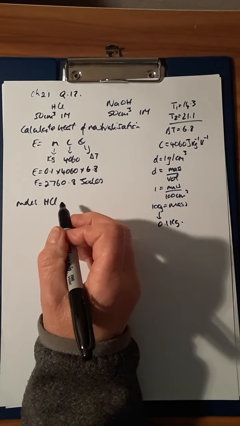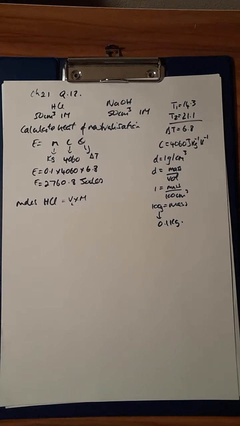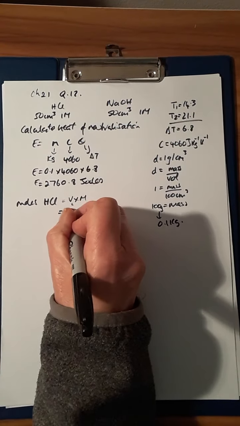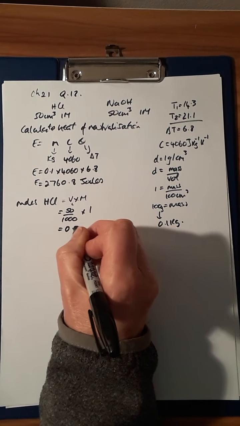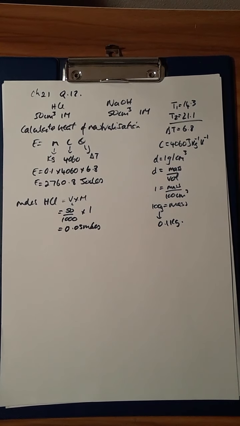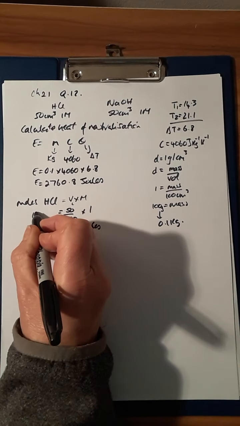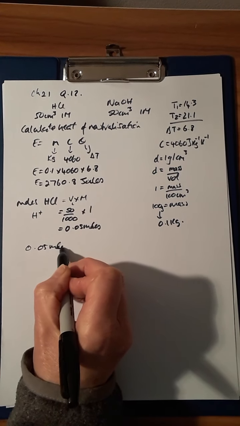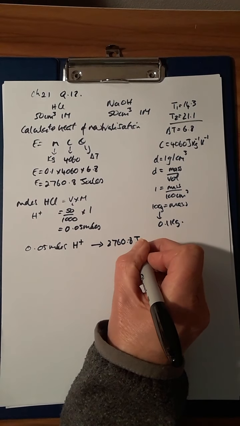So remember, the number of moles is volume by molarity, and the volume has to be in litres. So the volume is 50 centimetres cubed, so that's going to be 50 over 1,000, bringing that to litres, multiplied by a molarity of 1, given in the question. And when you multiply that out, you end up with 0.05 moles. So what's that telling me then? I now know that 0.05 moles of H pluses, because it's the H pluses that are going to do the neutralising, will generate 2760.8 joules of energy.